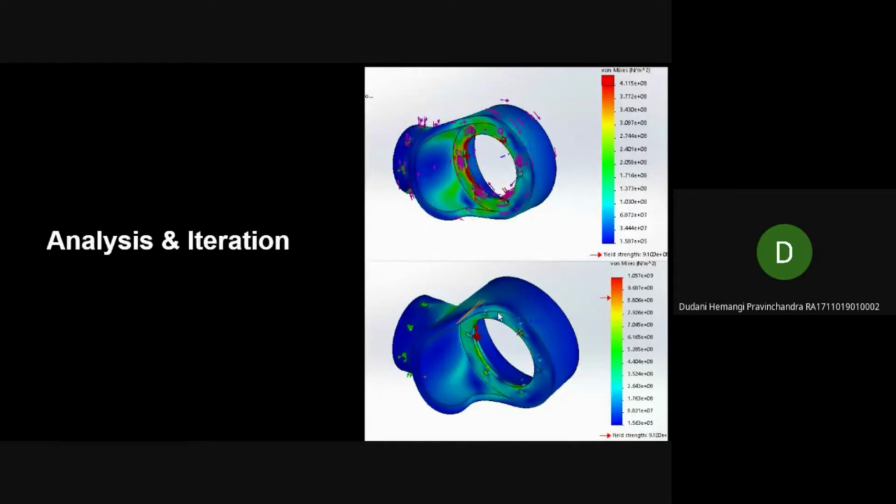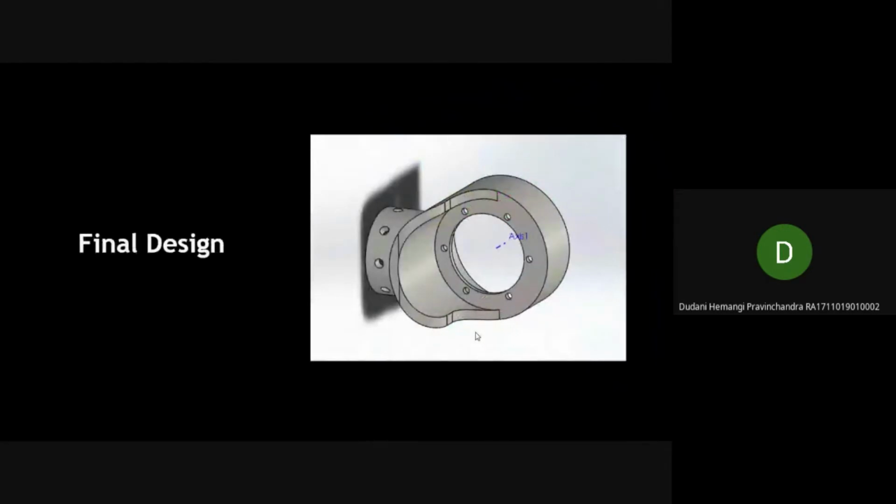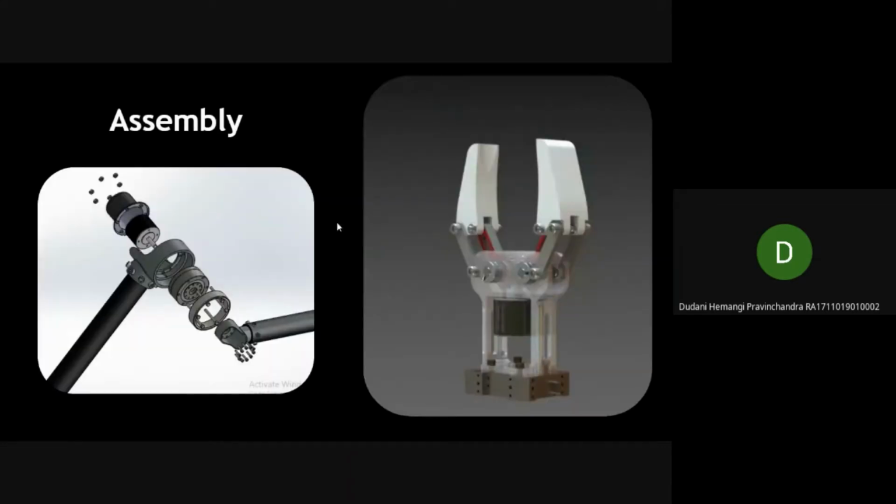And the second image is the new part that we used. As you can see, it has comparatively less of the red areas. And the factor of safety is in the range that we want. So now we can be sure that it is reliable enough to be used in the assembly. Yeah, so this was the final design, the final part that we used. Here you can see this part on the arm.